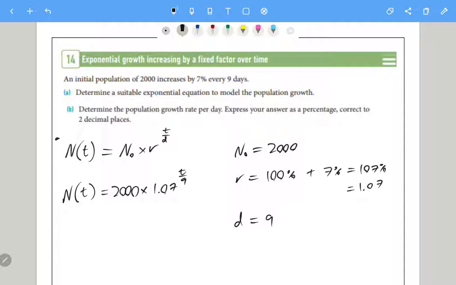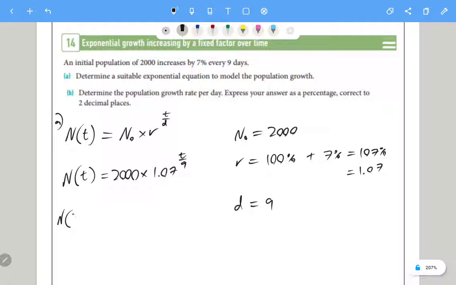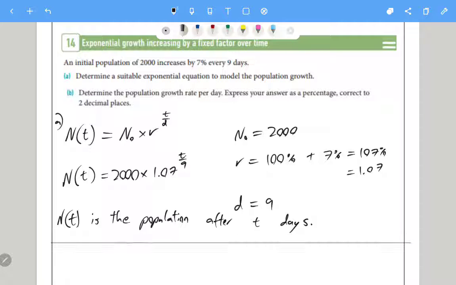So there's our model, done. And what is it saying? Start with 2,000, increase it by 7% every 9 days. So that's how it's all coming through. In this case, and this is something we don't do enough, is set up our variables. That means N of t is the population after t days. Alrighty, it's really important to set up your variables to tell me what we are actually measuring.